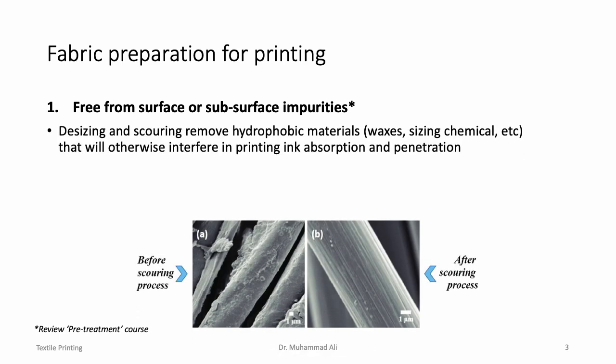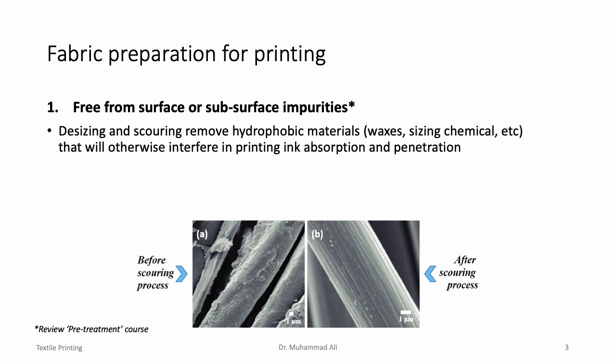We know that desizing and scouring operations remove hydrophobic materials from the surface of a fiber or a yarn. If these hydrophobic materials, such as waxes or sizing chemicals, are left on the surface, then they will interfere with the printing ink, and the absorption and penetration of ink will be affected.